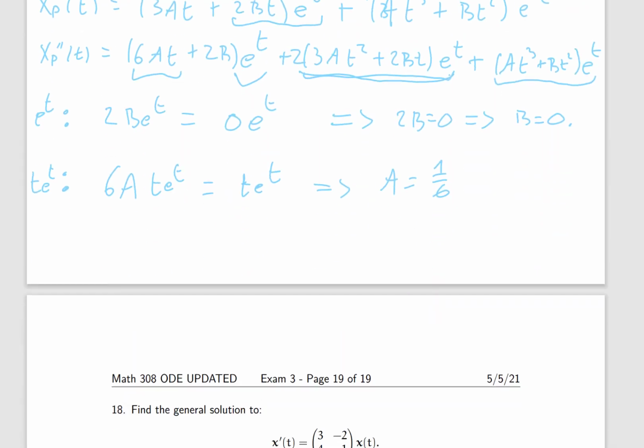Now step 3 is to combine this all together. x of t is equal to the solution to the corresponding homogeneous equation, which is c1 e to the t plus c2 t e to the t, plus the particular solution to the non-homogeneous equation, so 1/6 t cubed e to the t. This is the final answer.